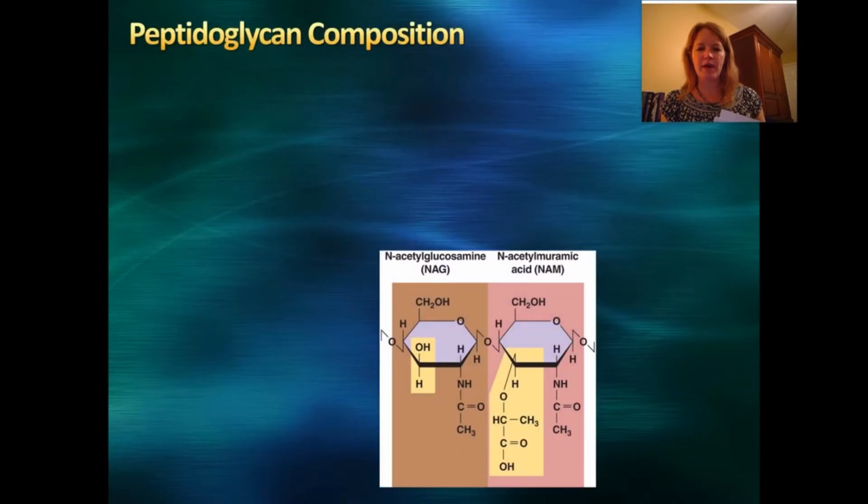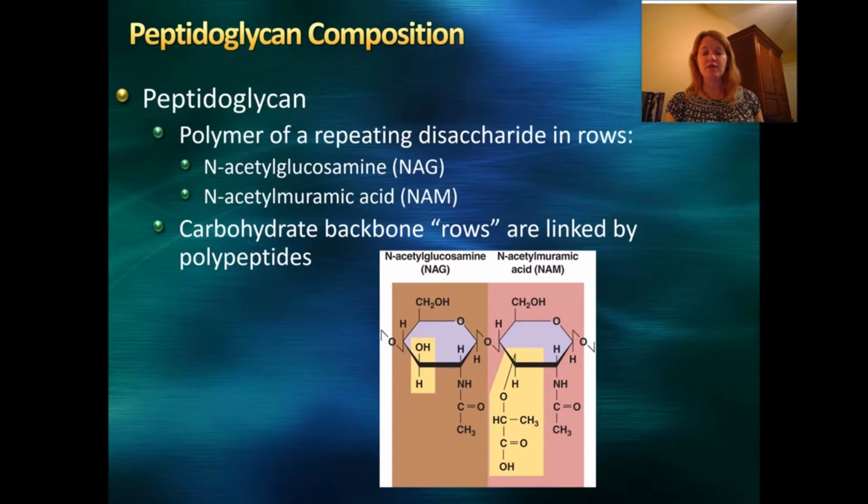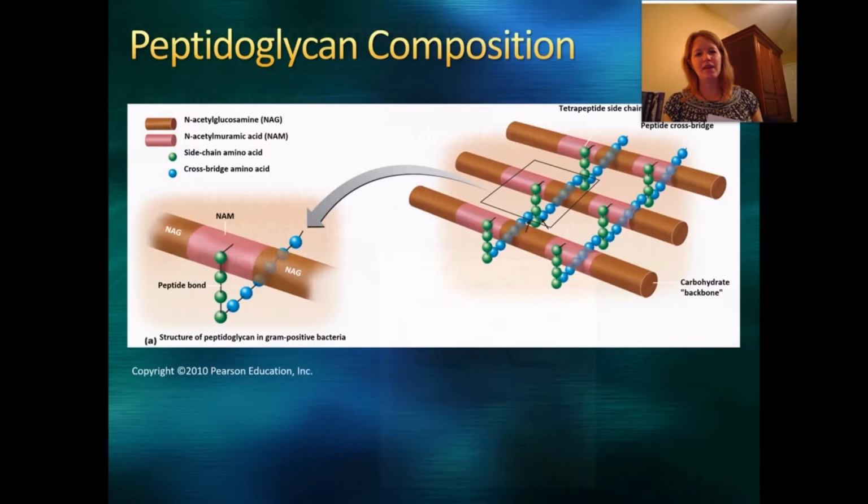So let's just break down what that means here. So peptidoglycan, first of all, is a polymer of repeating disaccharides in rows. So here we can see N-acetylglucosamine and N-acetylmuramic acid, or shortened to NAG and NAM. And this will be a repeating disaccharide, hundreds of thousands of units in a row. So we can see that represented here, NAG, NAM, NAG, NAM. And then we see a cross-link of amino acids, polypeptides, 10 going one way, and then 4, a tetrapeptide forming a cross-link. And so this is one layer of peptidoglycan.